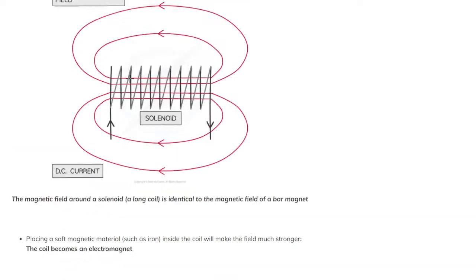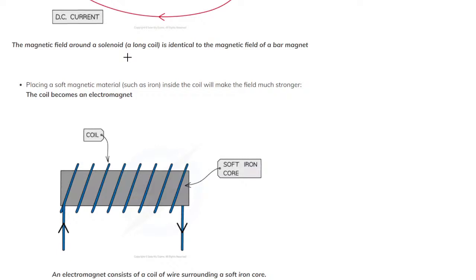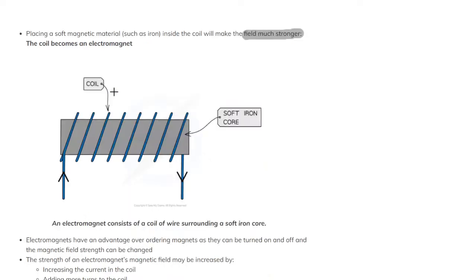Later on, we'll also find out which end is north and which is south. We'll have a look at all of that, Fleming's left-hand rule, right-hand rule, and everything like that. Next, placing a soft magnetic material such as iron inside the coil would make the field much stronger. So this is a way to make the magnetic field stronger. If we use a soft iron core inside the coil, it will make the field much stronger and the coil will become an electromagnet.